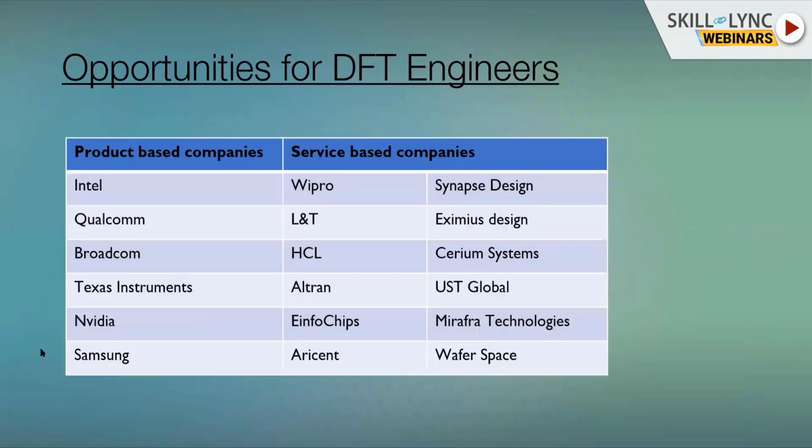So here the opportunities for DFT engineers are discussed. There are different sections. You have to clearly understand what each company does. There are different companies, like the product-based semiconductor companies such as Intel, Qualcomm, Broadcom, Texas Instruments, Nvidia. What these companies do is they design a chip, they manufacture it, and they test it. They just make the chip, and then it is sent to application-based companies.